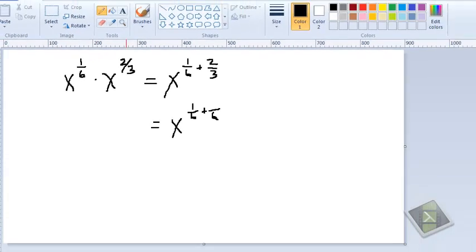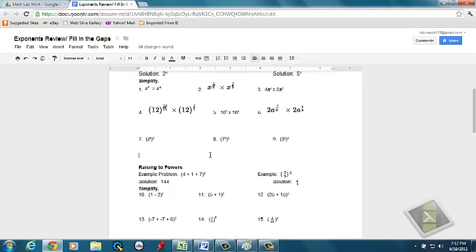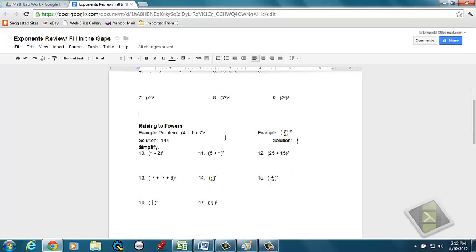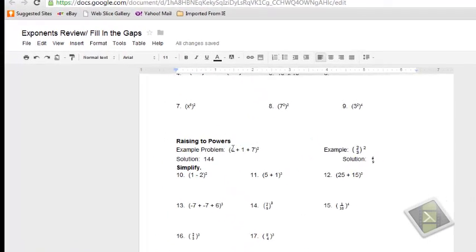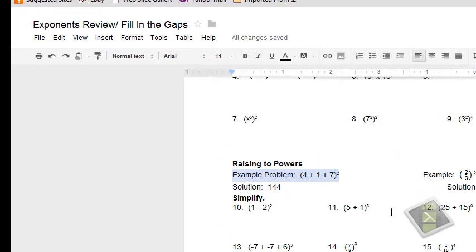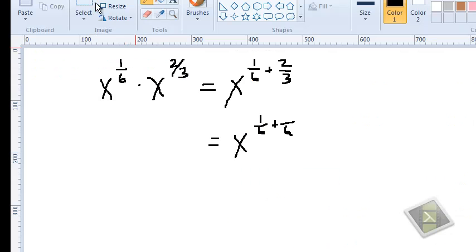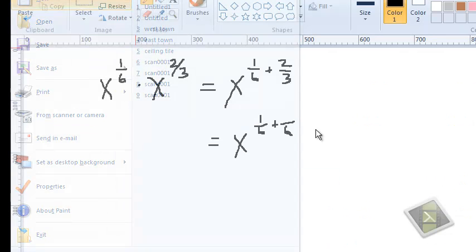Okay, so that's our multiplying exponent part. We're going to skip down to the next part, raising things to powers. Now this first problem we have here, we didn't really talk about, but it kind of goes along with some of the stuff from other sections.